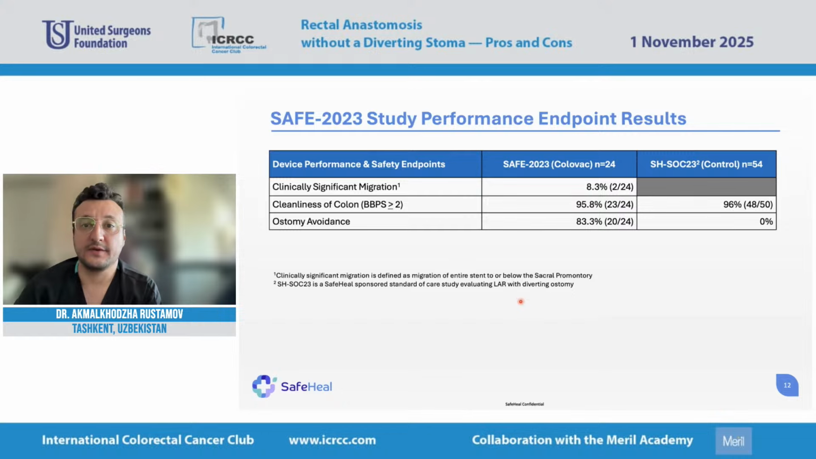The clinically significant migration rate was only 8%. That's 2 out of 24 patients, a major improvement compared to earlier ColoVac versions. Colon clearance at the time of device removal was excellent, achieved in 95% of patients, which was comparable to the standard of care group. Most importantly, 83% of patients avoided a diverting ostomy, meaning that 4 out of 5 patients were able to recover without needing an external stoma.